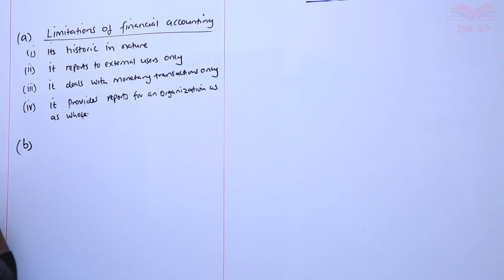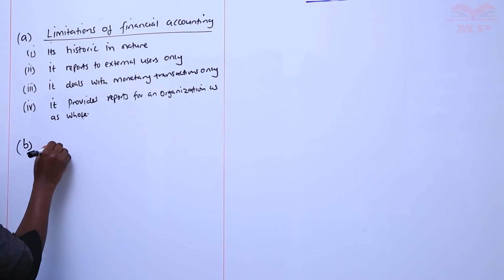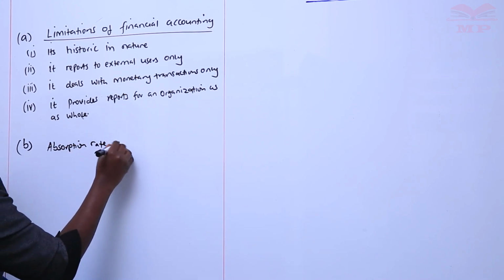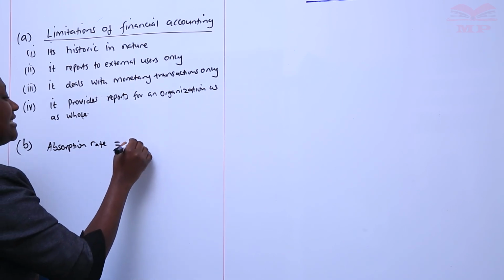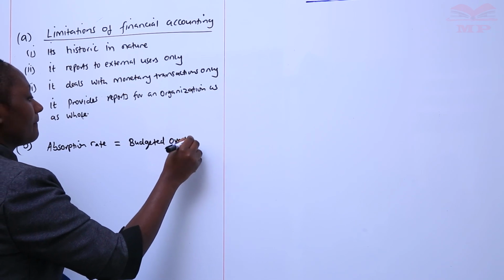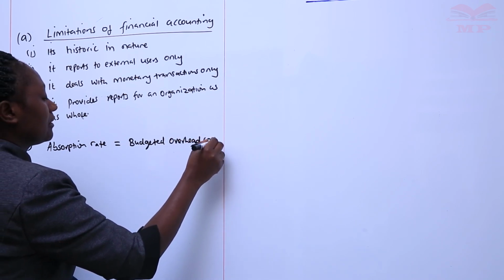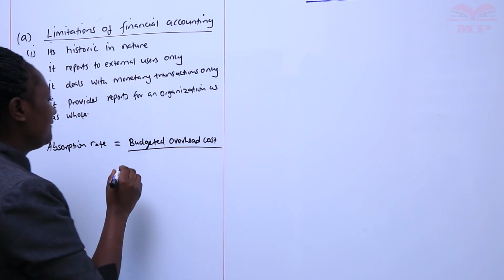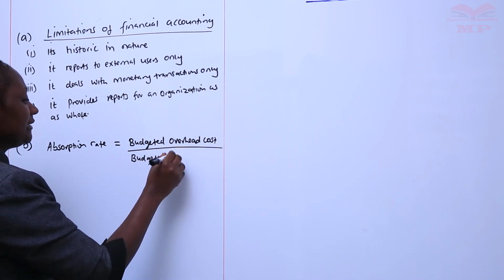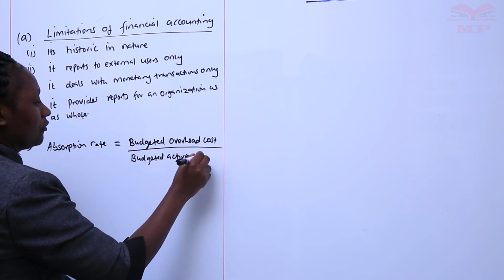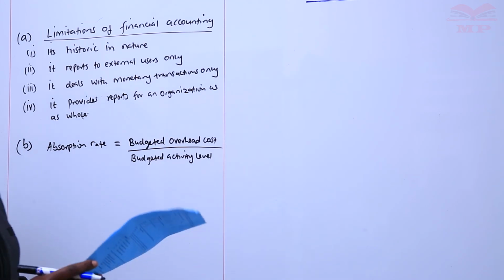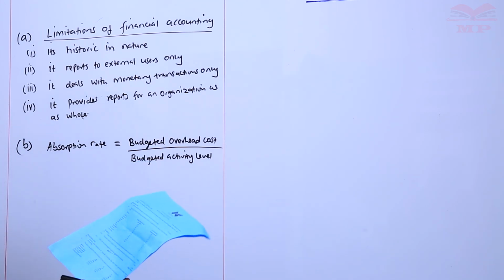And this is how absorption rates are calculated. Absorption rate equals budgeted overhead cost, and this is divided by budgeted activity level. In this case, you've already been given the activity level, which is the labor hours.